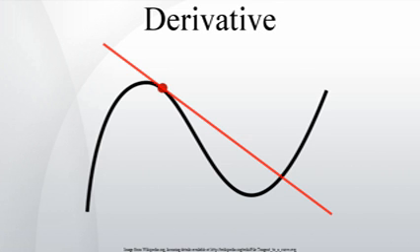Total derivative, total differential and Jacobian matrix. When f is a function from an open subset of Rn to Rm, then the directional derivative of f in a chosen direction is the best linear approximation to f at that point and in that direction. But when n is greater than 1, no single directional derivative can give a complete picture of the behavior of f. The total derivative, also called the total differential, gives a complete picture by considering all directions at once.